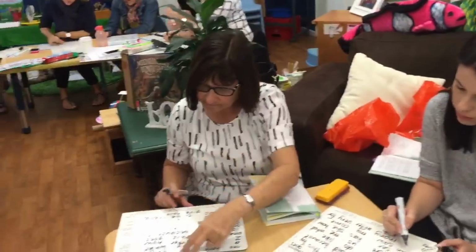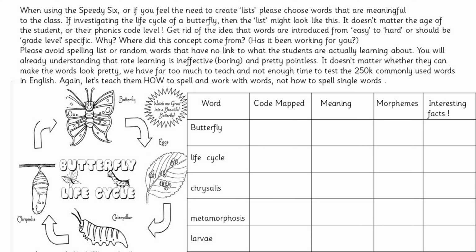So if you're going to have a list, make it meaningful, whether it's a project the children are working on already, or think of a project, but you're going to be thinking about how the words code mapped, the phoneme to grapheme mapping, what do they mean? What are the meaningful parts in the words? Are there any interesting facts about the origins of the words?